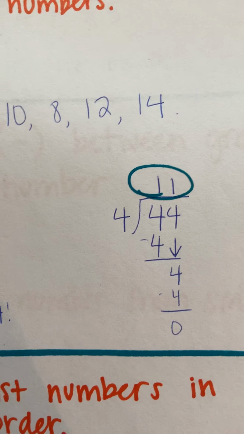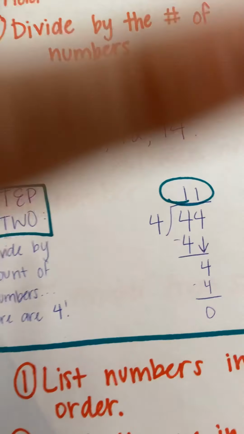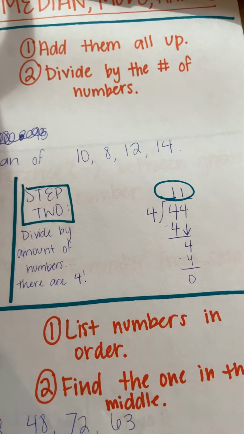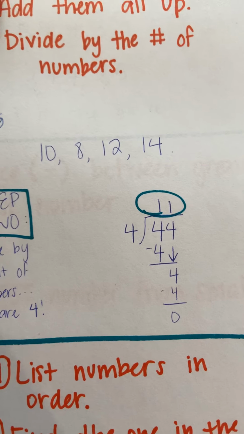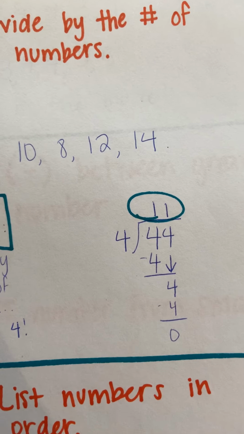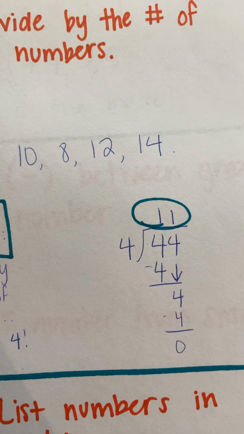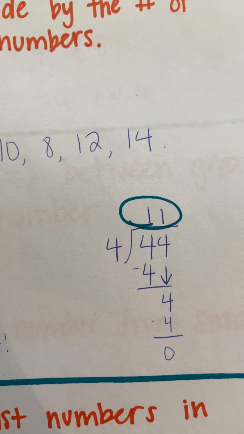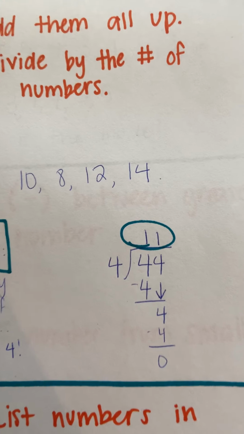So 44 divided by 4, that one kind of turned out, quote unquote, nice, right? So our mean, our average, is going to be 11.